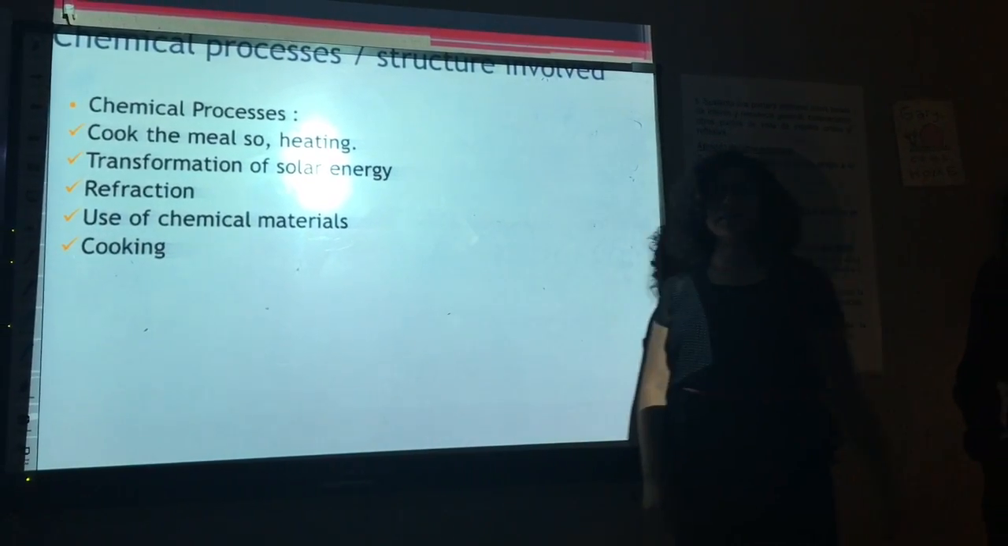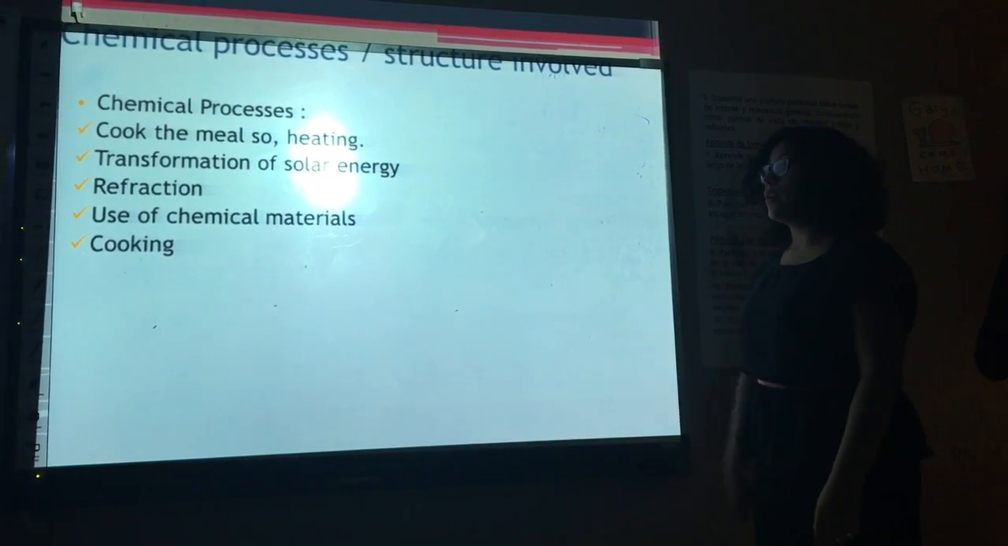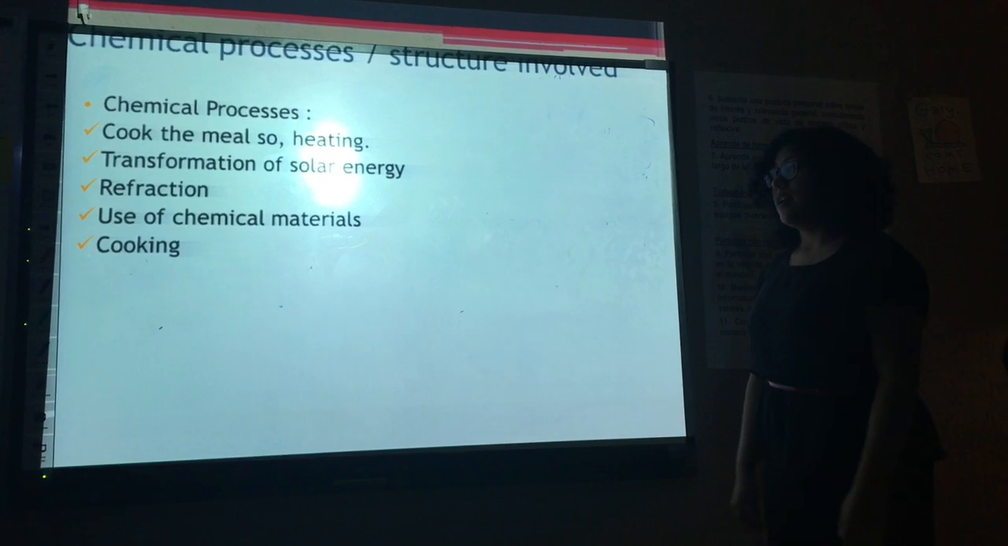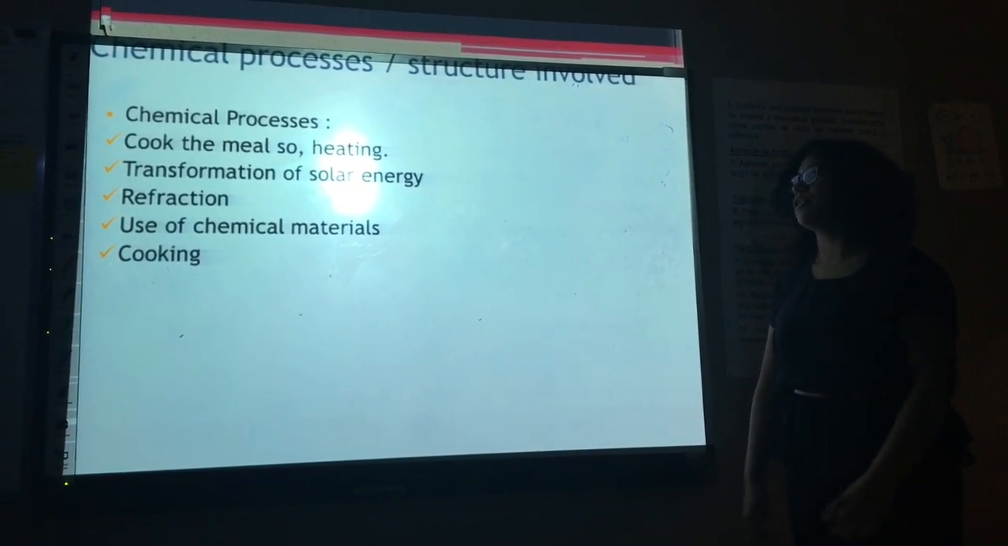Well, the chemical process that we used was cooking milk. We also use refraction, the transformation of solar energy.